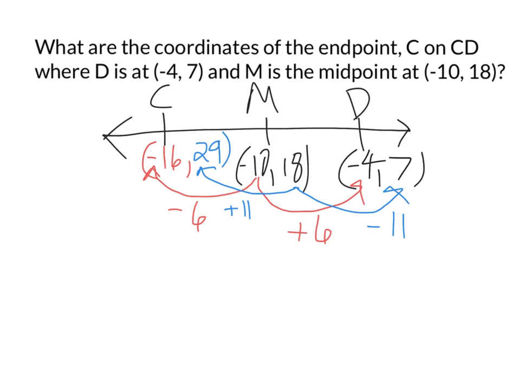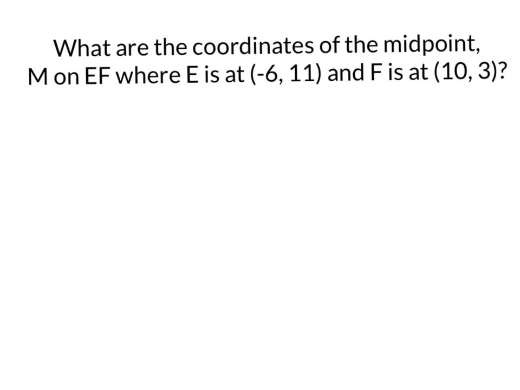So it might be confusing figuring it out, but when you read it back to yourself, it should make perfect sense. So yeah, point C, I'll just rewrite it down here. Point C is at -16, 29. Alright, so this last example will be the last scenario, and that's you are looking for the midpoint, and you are given the endpoints. So what are the coordinates of the midpoint M on EF, where E is at -6, 11, and F is at 10, 3?